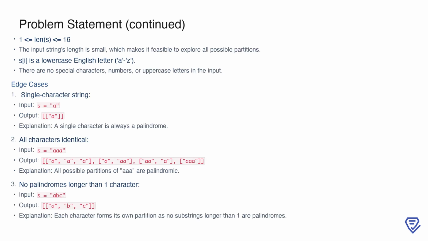Now let's discuss some edge cases. First, if the input is a single character string like S equals a, the output is always a, because a single character is inherently a palindrome. Next, consider a string where all characters are identical, like aaa. Here, the output includes multiple partitions, separating each character individually, combining two characters into a palindrome, or even treating the entire string as one palindrome. Finally, if no substrings longer than one character can form a palindrome, like S equals abc, the output will simply have each character as its own partition. These examples highlight the variety of cases you need to account for when solving this problem.